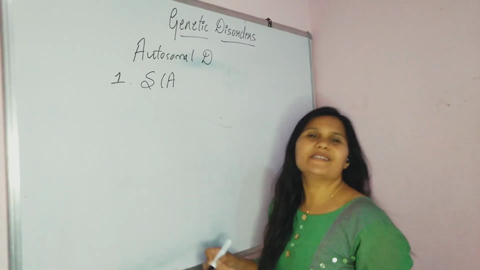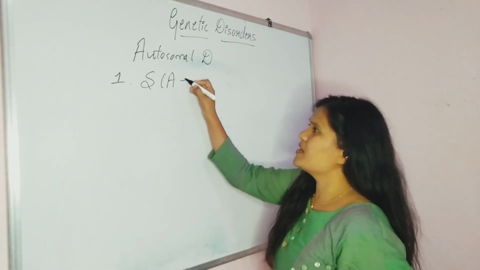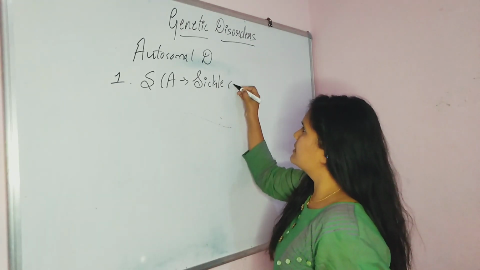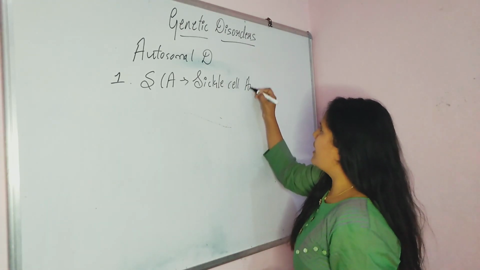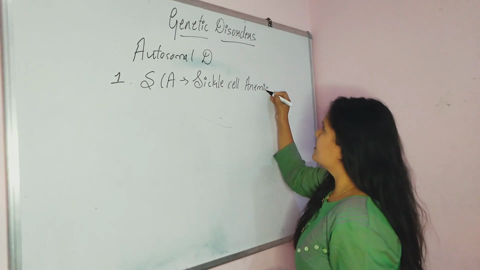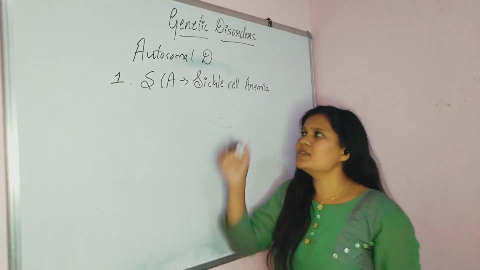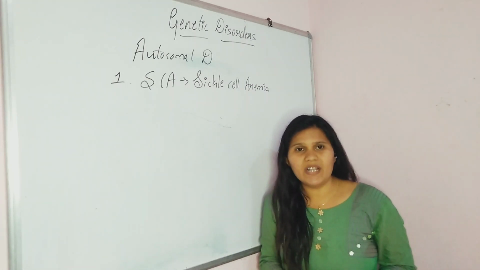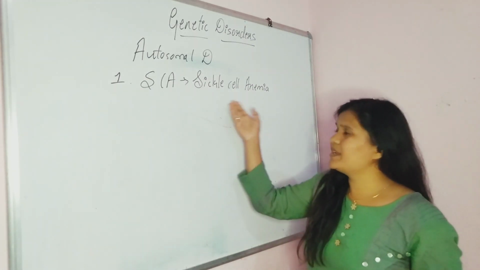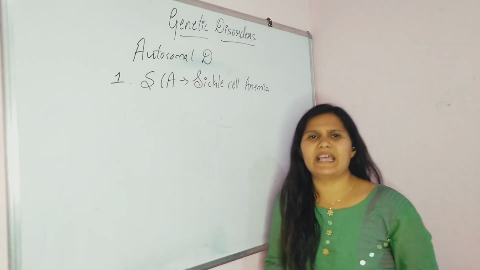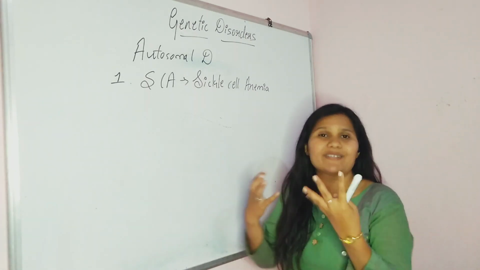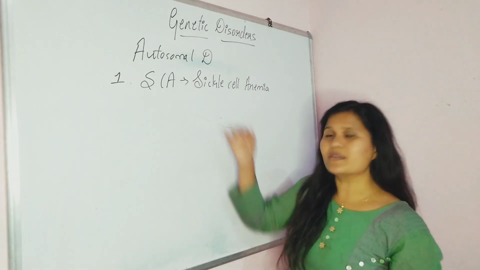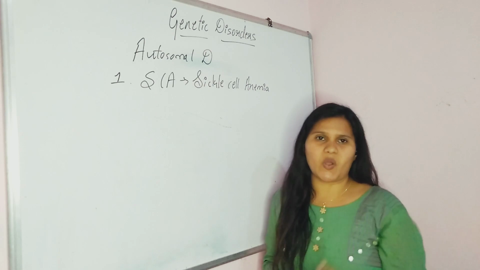SCA. So what is this SCA? It stands for sickle cell anemia. Okay. This disorder or disease is caused due to an autosomal variation, so it is called sickle cell anemia. How will this disorder take place? We have to get to know about it, right, in order to understand this disease or disorder.